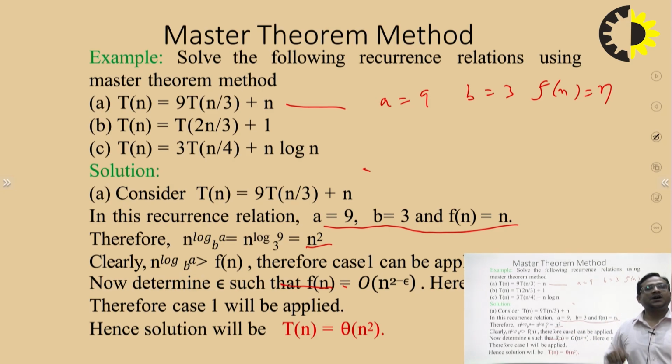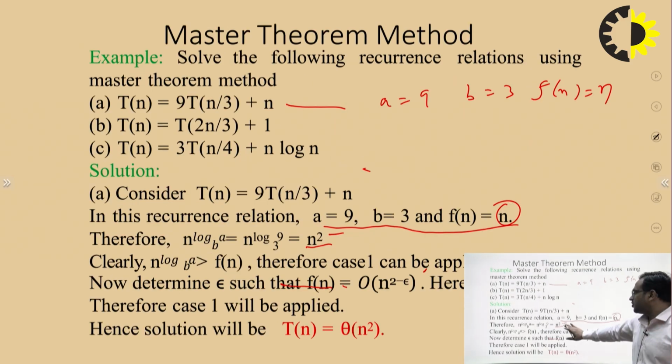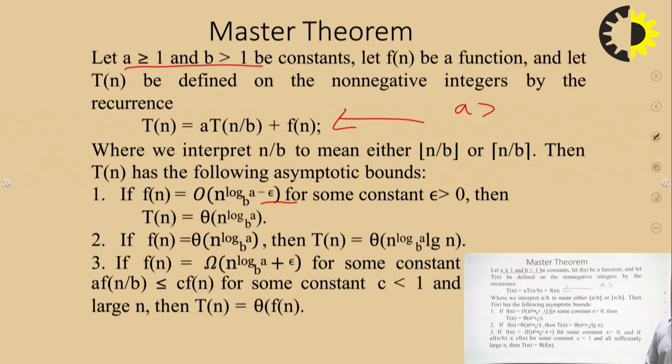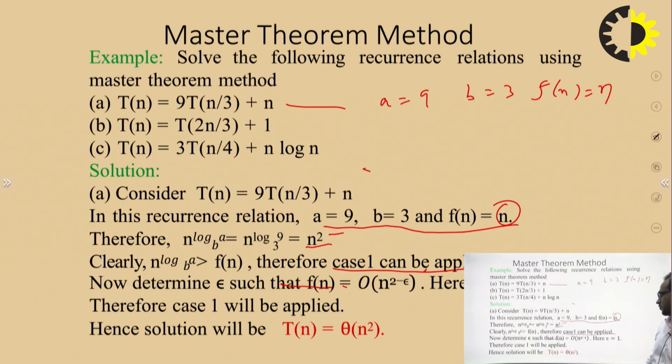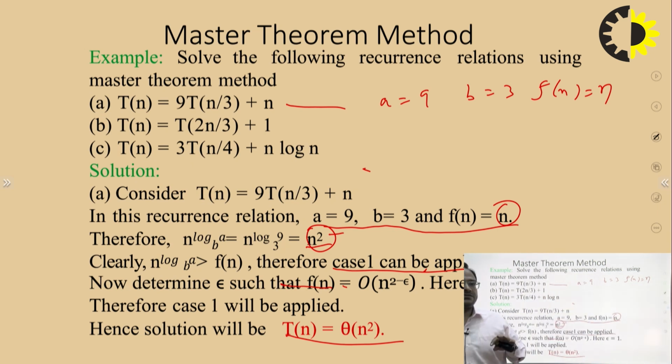So what was the condition? The power of n^(log base b of a) is 2 and f(n) is n, so the power should be minus something. It is minus 1, so you can see the first case applies. If I put epsilon equal to 1, the first case is true here. So what was the answer? T(n) = theta of n^(log base b of a), and that is n^2. So T(n) is theta of n^2. Got my point? You can directly put the values in the master theorem and get the answer.